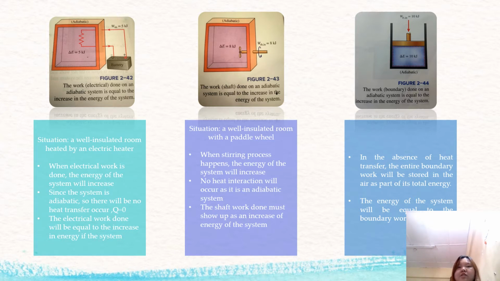The second situation is a well-insulated room with a paddle wheel. When the stirring process happens, the energy of the system will increase. No heat interaction will occur as it is an adiabatic system. Shaft work done must show up as an increase of energy of the system.